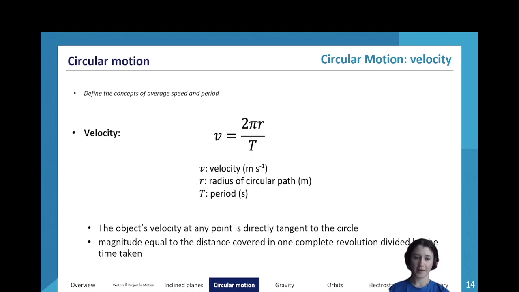So, we have v equals 2 pi r divided by t. r is the radius of the circular path, and t is the period. So the period is how long it takes for one revolution to be completed. Say it takes you 5 seconds to do a whole U-turn around the roundabout, then the period is 5 seconds. Alright?